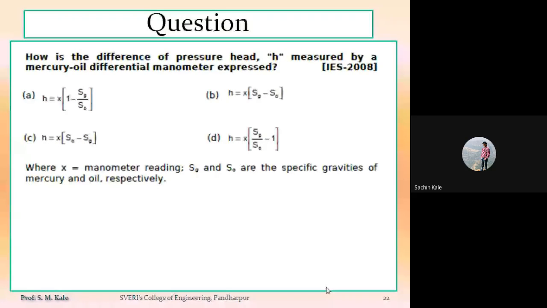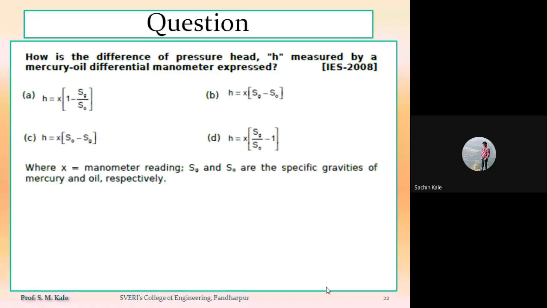Here x is nothing but the manometric reading, that means the difference between the left column and right column readings. Sg and So are the specific gravity of mercury and oil respectively. So here we have to find out how we calculate the value of H based on x. Your time starts now. You have to give the answers. This is a simple question.